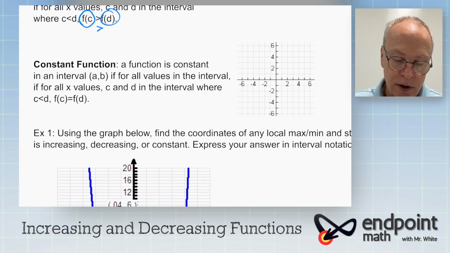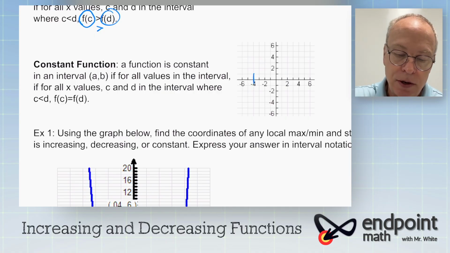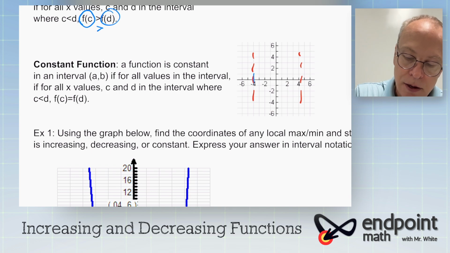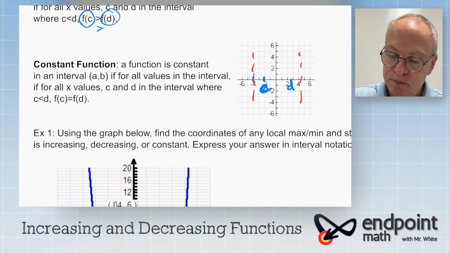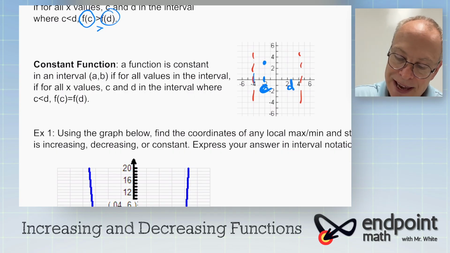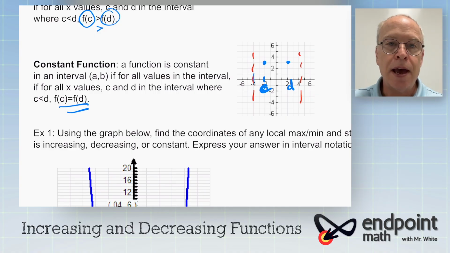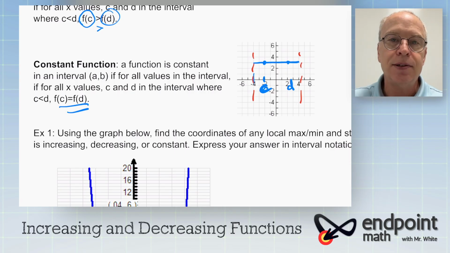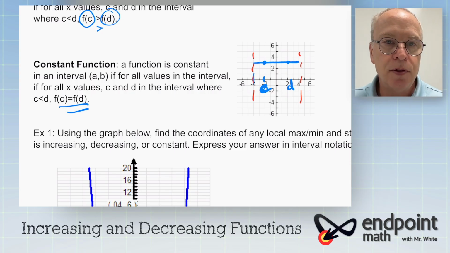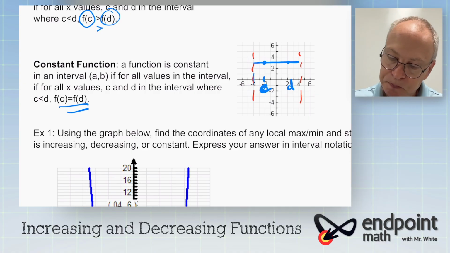A constant function says on an interval a to b again, you probably know where this is going, right? If I go from c to d, if this is equal to this at all values c and d, then this thing is constant. It's just a flat line. So that's what a constant function is.